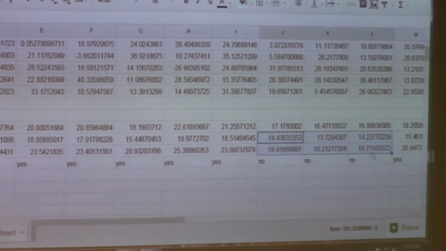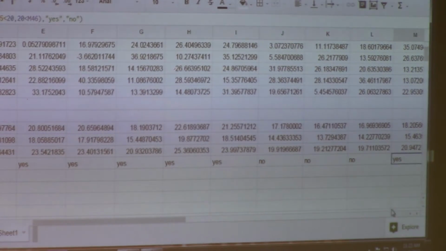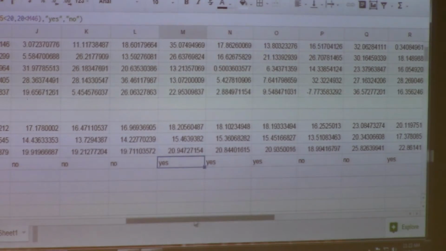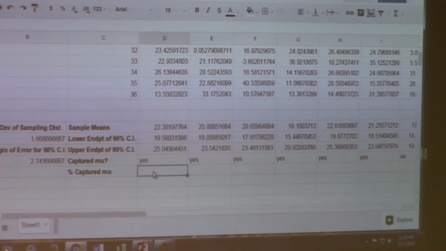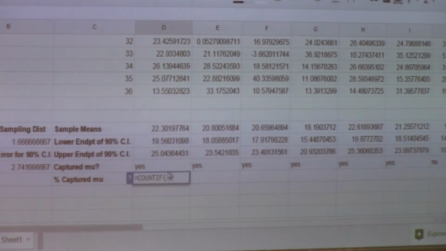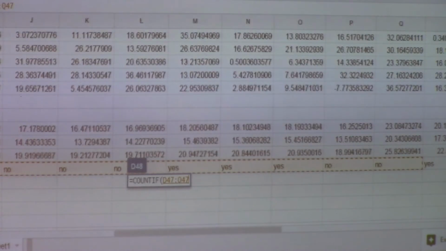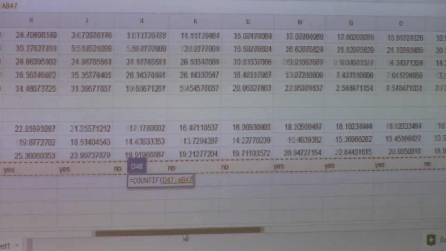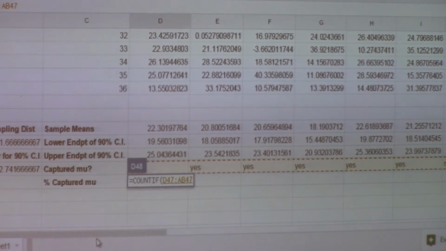These three don't. What percentage do contain mu? It should be close to 90% over the long run. Is that the case here? Count how many yeses there are and what percentage they are. Out of 25, there are 25 samples here of size 36. Count those that equal a yes, and divide that by 25. It should be relatively close to 90%.